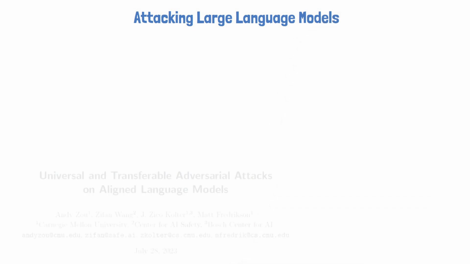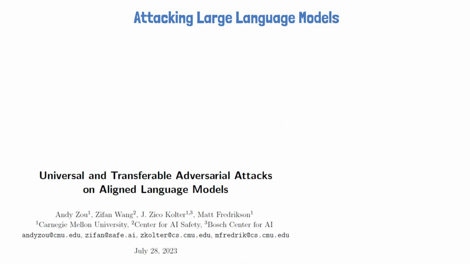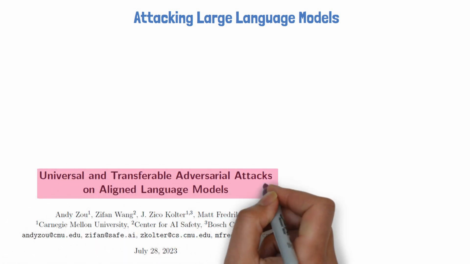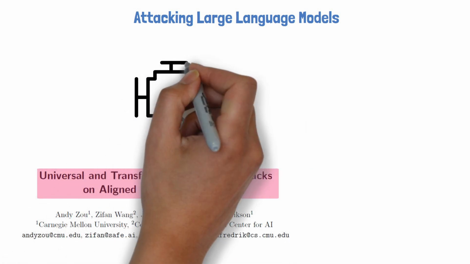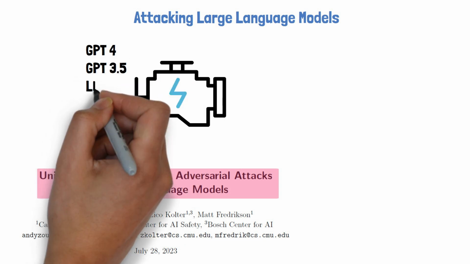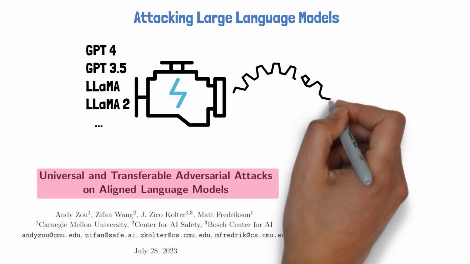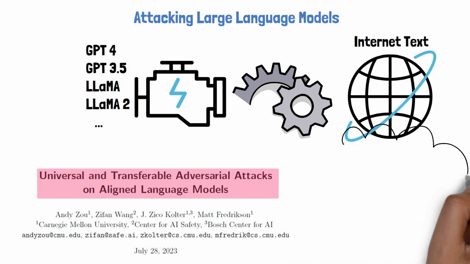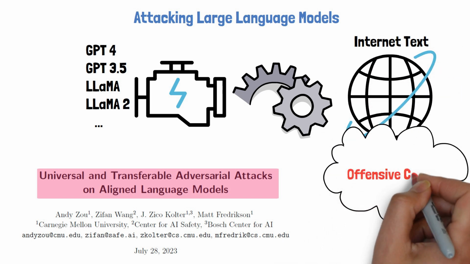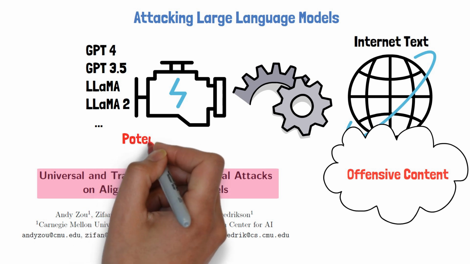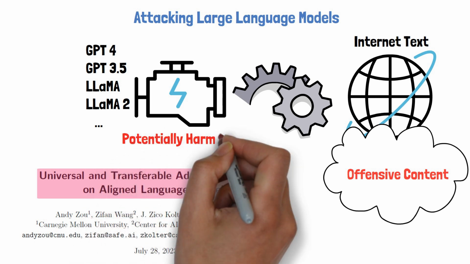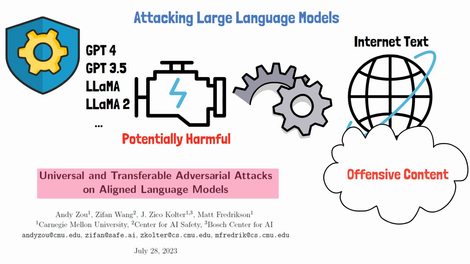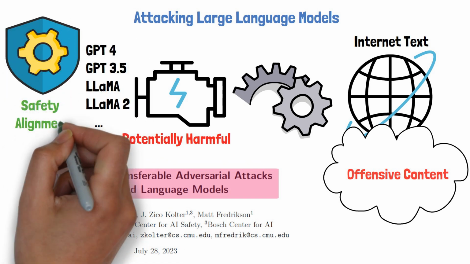In this video we will review a recent research paper titled Universal and Transferable Adversarial Attacks on Aligned Language Models. Foundational large language models such as GPT-4, GPT 3.5, LLaMa, and more are trained on huge corpus of text from the internet, which contains a large amount of offensive information. Therefore, these foundational large language models are capable of generating a great deal of objectionable content. For this reason, there are a lot of efforts to align these models in an attempt to prevent undesirable generation.